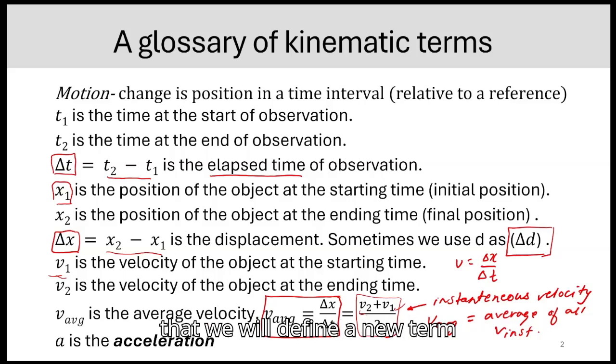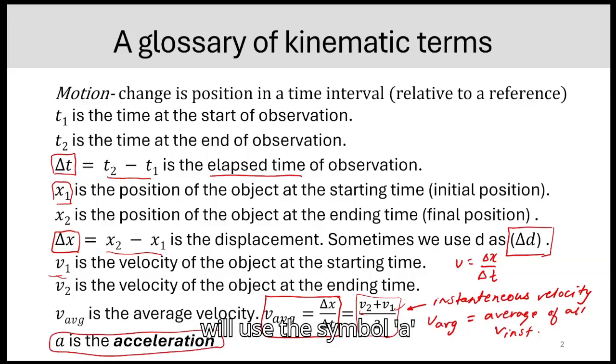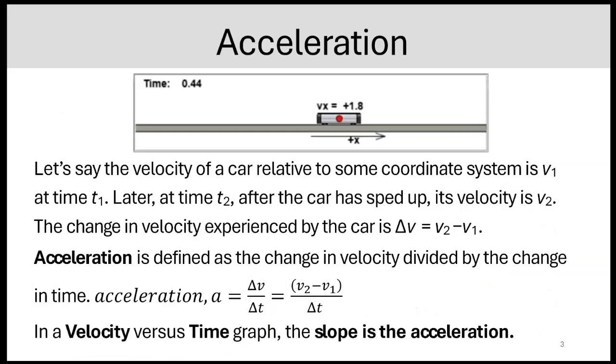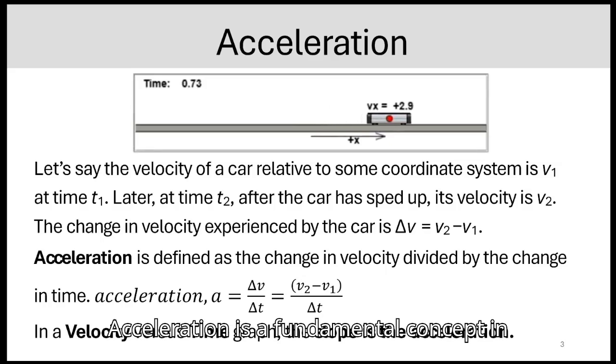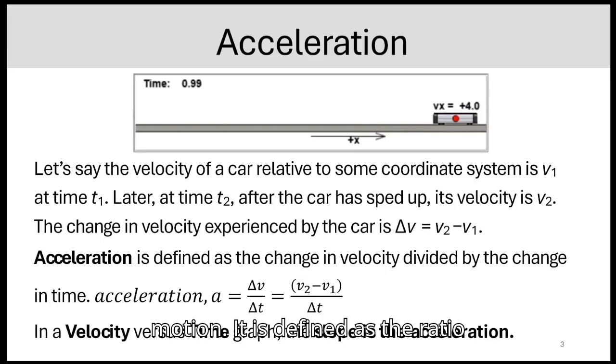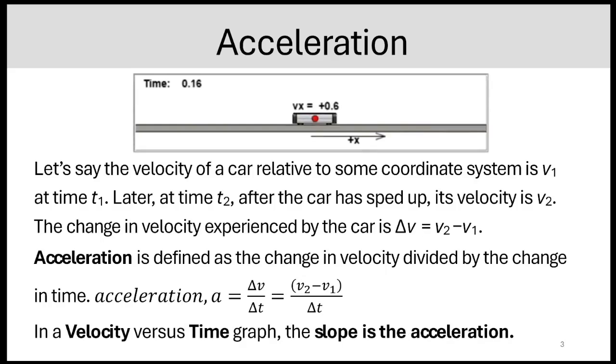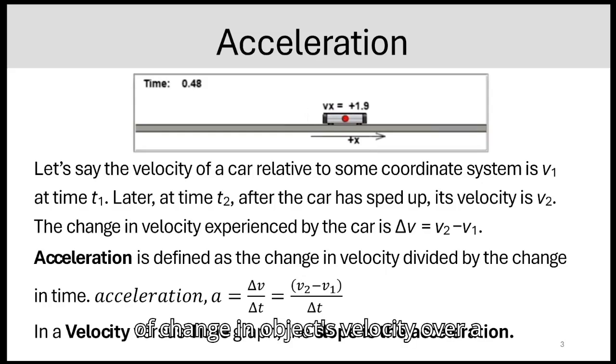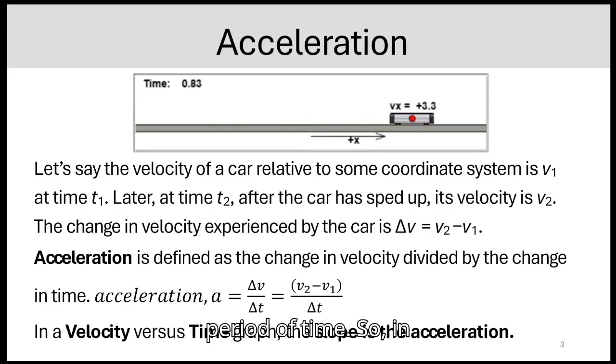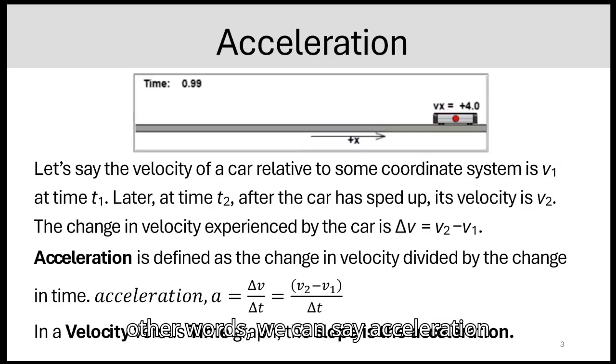With that, we will define a new term known as acceleration, and we will use the symbol a to represent the acceleration. Acceleration is a fundamental concept in motion. It is defined as the ratio of change in an object's velocity over a period of time. So, in other words, we can say acceleration is the rate of change of velocity.